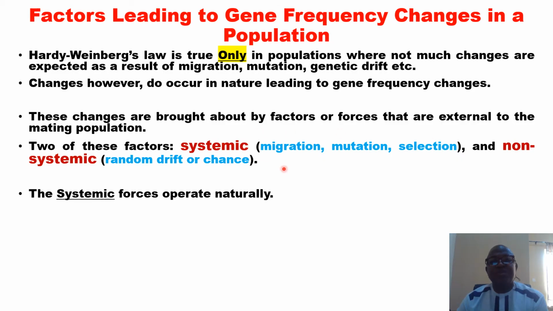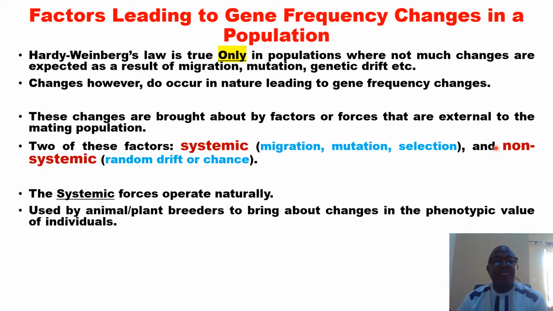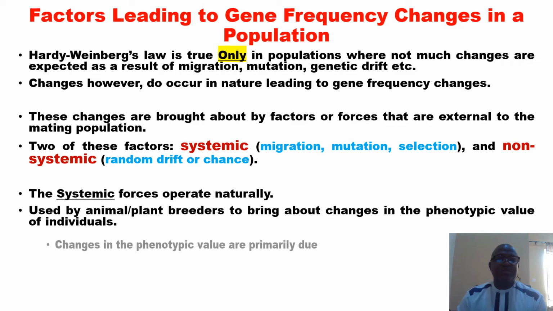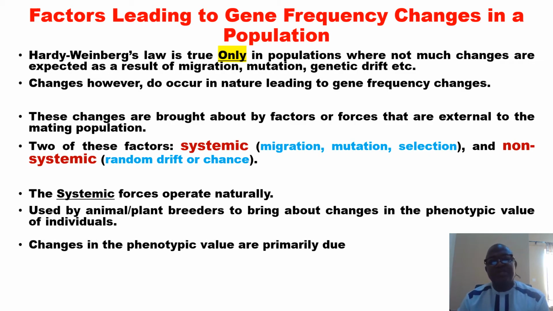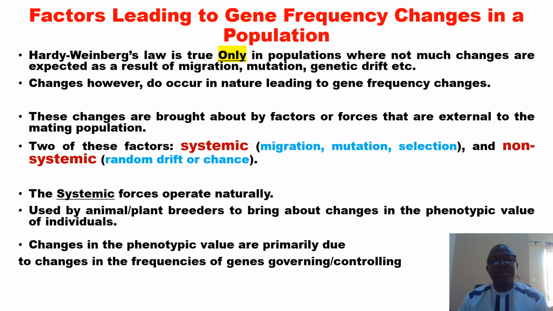So the systemic forces, migration, mutation, selection, operate naturally, although they can also be enforced. And so animal and plant breeders use these to bring about changes in the phenotypic value of individuals. Changes in the phenotypic values are primarily due to changes in the frequency of the genes governing or controlling such characters of interest.